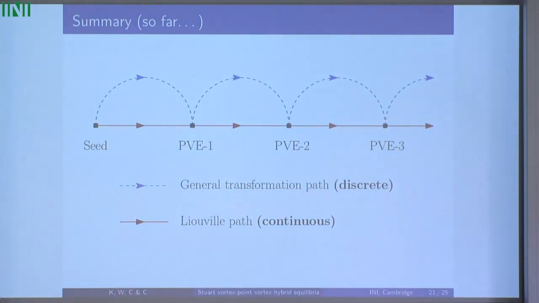Now here's a schematic. So you start with some seed, and these black squares are basically various point vortex equilibria that you produce through this general transformation path, which I've called discrete. Now, what does Liouville have to do with any of this? Well, it turns out, and this is I think quite amazing, that once you have proved that this transformation produces point vortex equilibria, that's sufficient to show that the hybrid equilibria also work. That proof is already there in it.